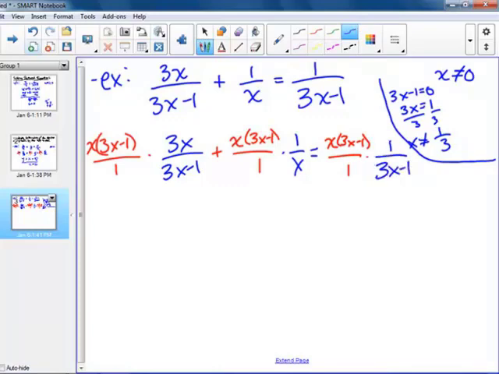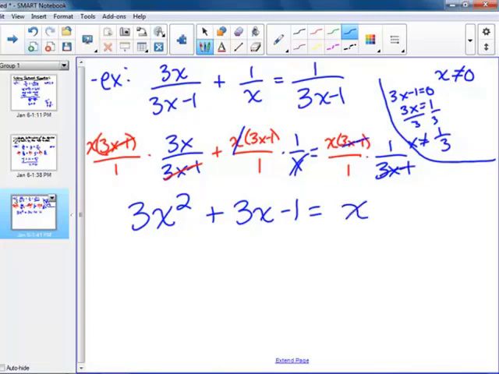Okay, so every term, let me double check, I did 3 terms in the whole equation, 3 times I'm multiplying by x, 3x minus 1. So 3x minus 1 cancels in the first one. I'd be left with 3x squared. Plus, x is canceled, so I'm left with 3x minus 1 equals, 3x minus 1 cancels, I'm left with x.